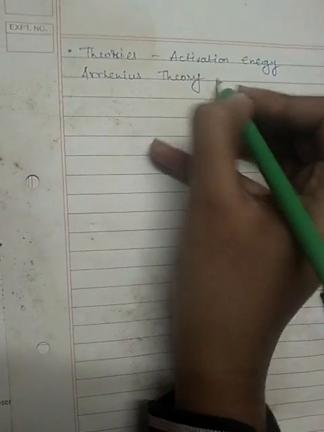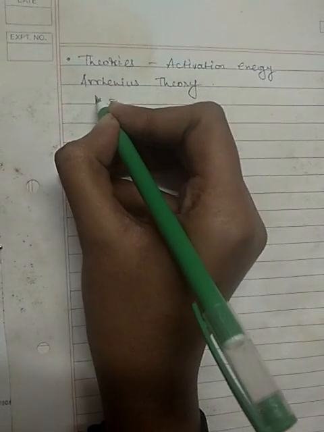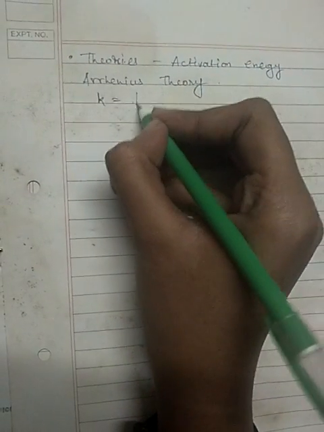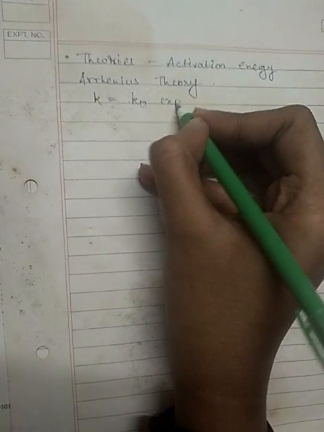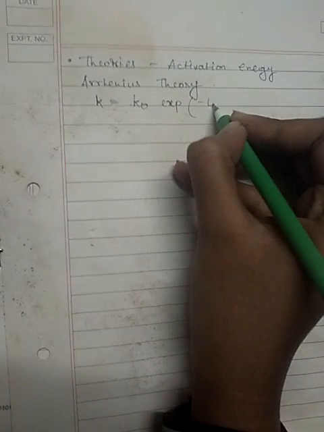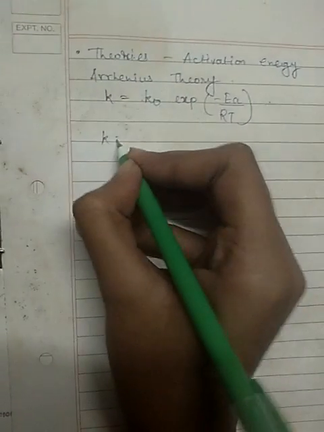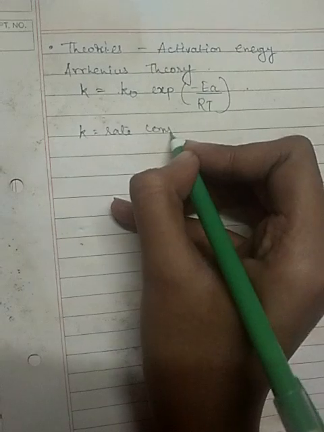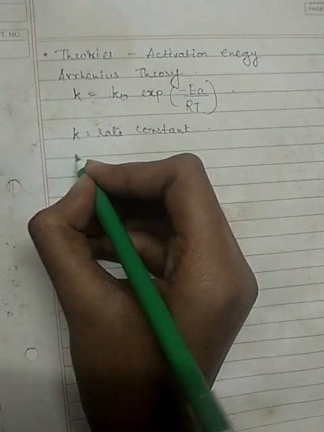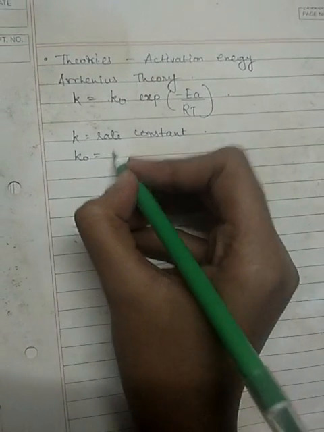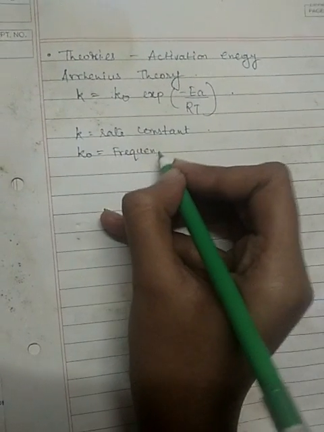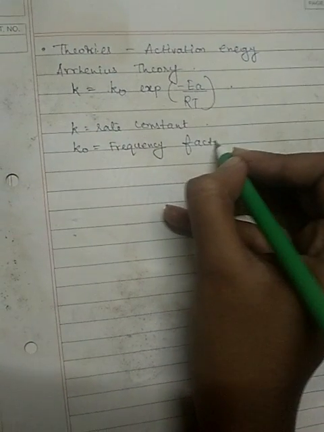So I'll tell you about one important theory first, that is the Arrhenius theory. So the formula k equals to, this is small k, mind it, small k equals to small k0 exponential minus EA by RT. Here k is the rate constant. Okay. k0 is a frequency factor. It's a constant value that may or may not be provided to you.